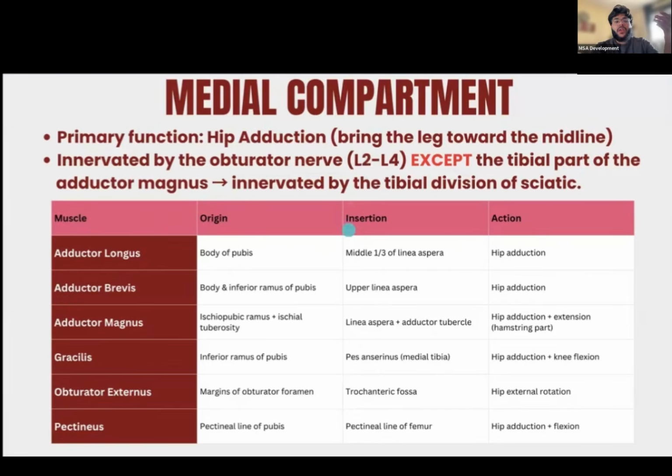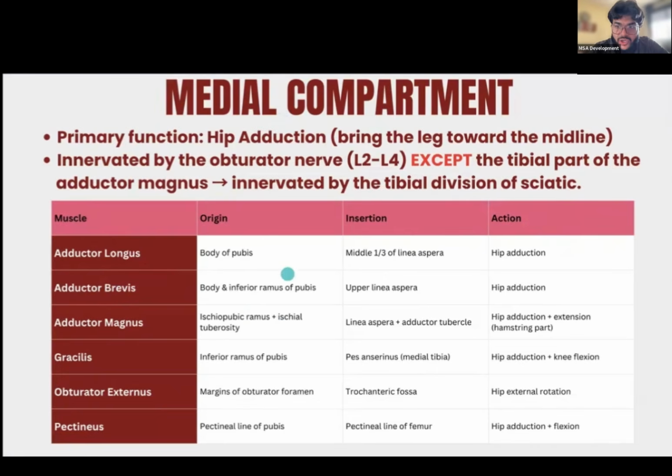All of these muscles are innervated by the obturator nerve, L2 to L4, other than the tibial part of the adductor magnus, which is innervated by the tibial division of the sciatic nerve. This is the only exception in the medial compartment that you want to remember. Everything is innervated by the obturator nerve except for the tibial part of the adductor magnus, which is innervated by the tibial division of the sciatic nerve.